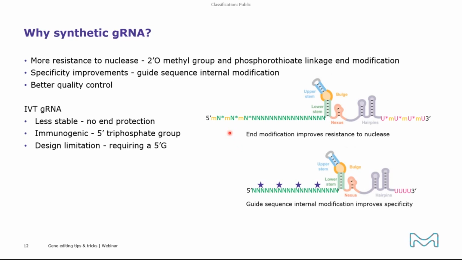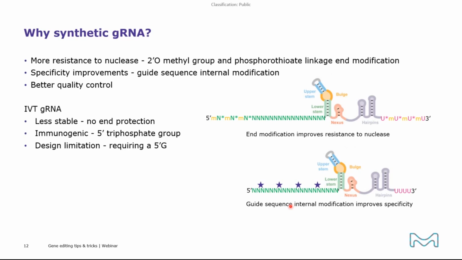Synthetic guide RNA has 2' O-methyl group and phosphorothioate linkage modifications on both 5' and 3' ends to increase resistance to nuclease. In addition, chemical modification on the guide sequence has potential to improve editing specificity.